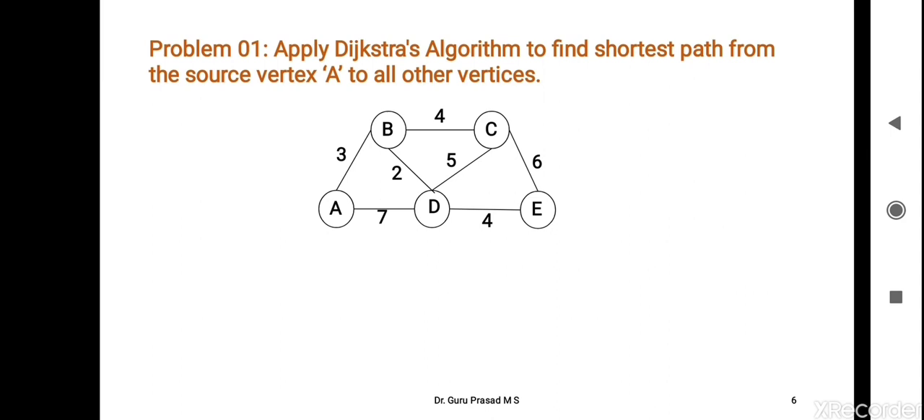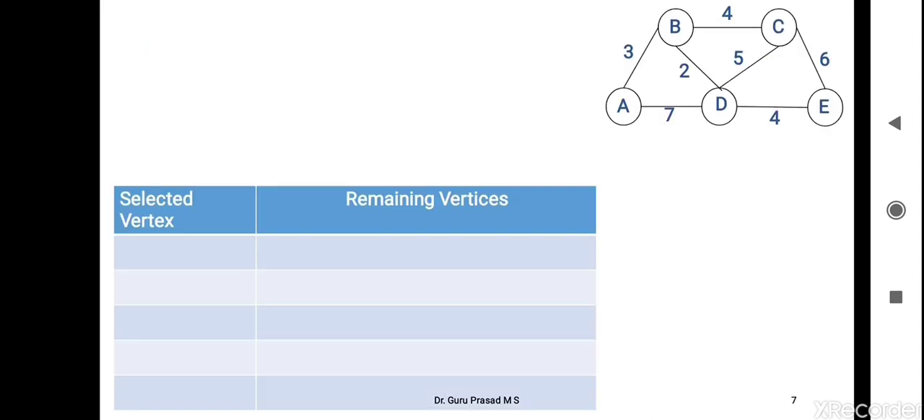Problem 1. Apply Dijkstra's algorithm to find the shortest path from the source vertex A to all other vertices. Step 1. Select any vertex as a source vertex. Here in the problem they have given the source vertex as A, so we are considering source vertex equal to A. If they do not give any source vertex in the problem, then you can consider any vertex as the source vertex. Here the source vertex is A. The selected vertex is A, and the distance from A to A is null.